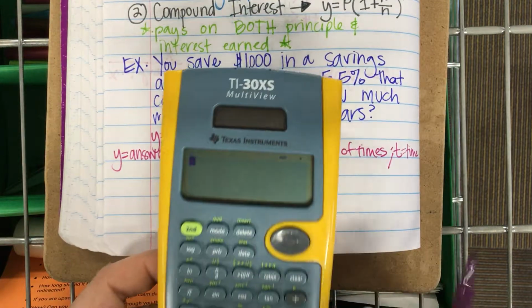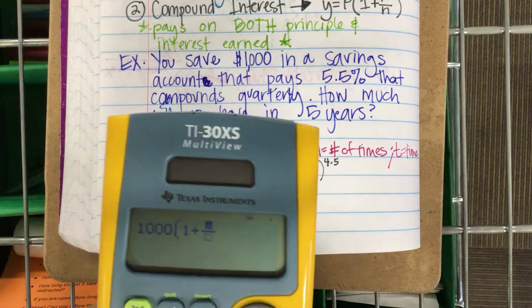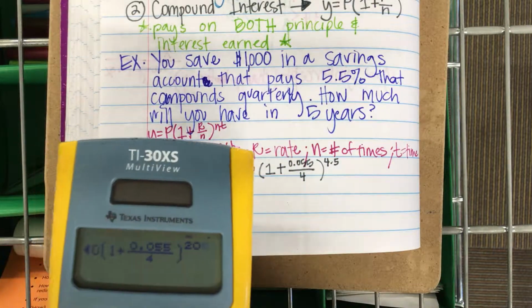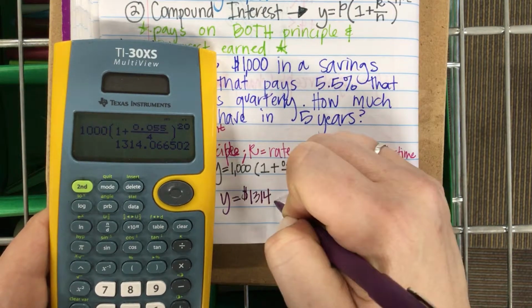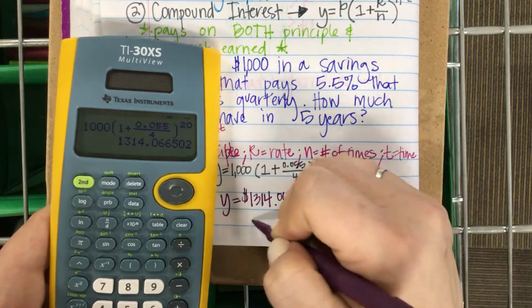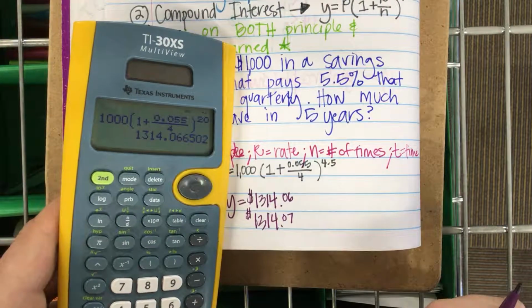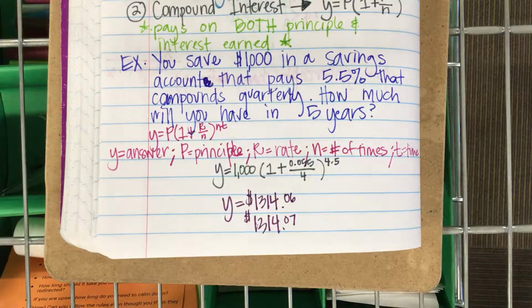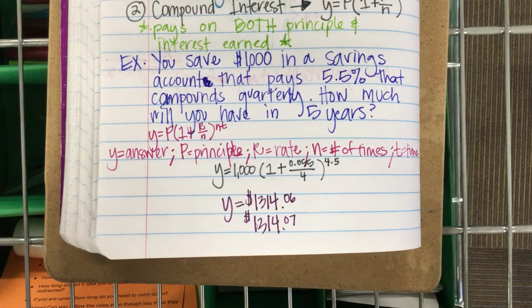Okay, here we go. Let's try it. Oh, I put 4.5. 1 plus 0.055 over 4 to the power of 20, correct? That's 4 times 5. $1,314, and you could say 7 cents, or you could say 6 cents. On a test, would it matter which way? I will make it so that it doesn't matter on a test. Is it 6 or 7? Either one.